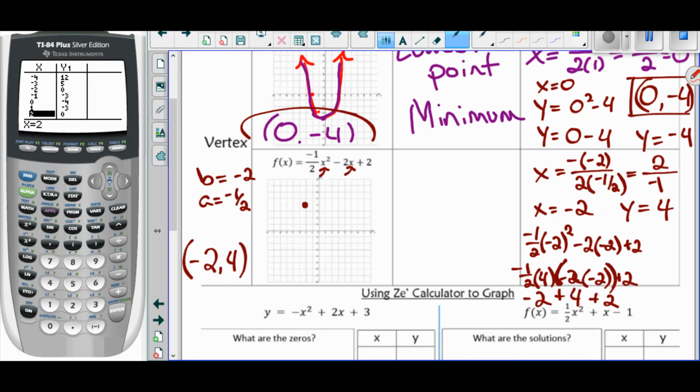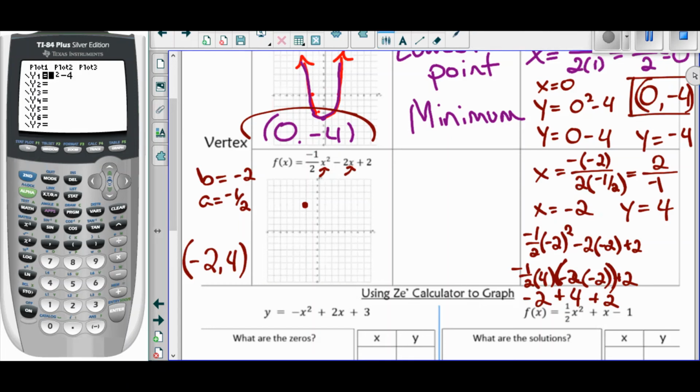So I have one of my points on there. I can plug in some other numbers and find the rest of them, or I can use the calculator. So I'm going to do that since it's a little bit easier. Negative 1/2 x squared minus 2x plus 2. I'll look at the graph to confirm that that looks at least roughly right. It looks like my vertex is negative 2, 4, but I can't really tell what those other points are, so I'm going to look at the table. So negative 2, 4, actually you can see it right there. That's good confirmation that I did something right.